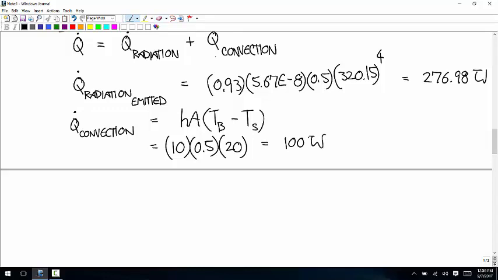And now we have to think about the signs. So you can think of this as, this is emitted. But, yes? For what?